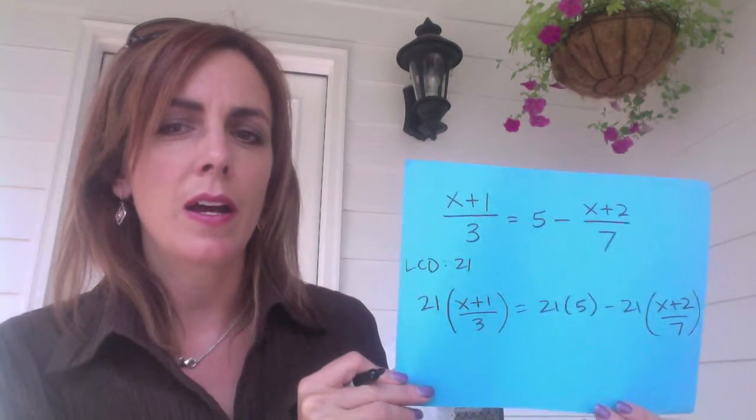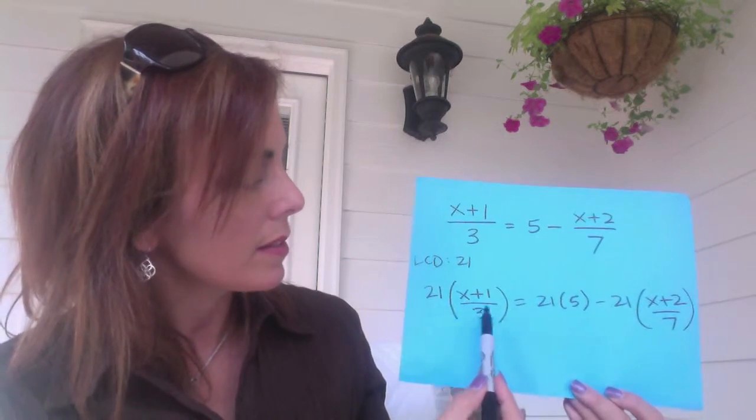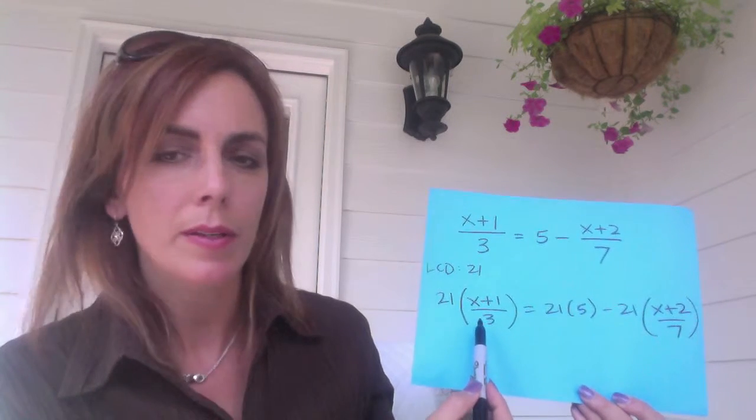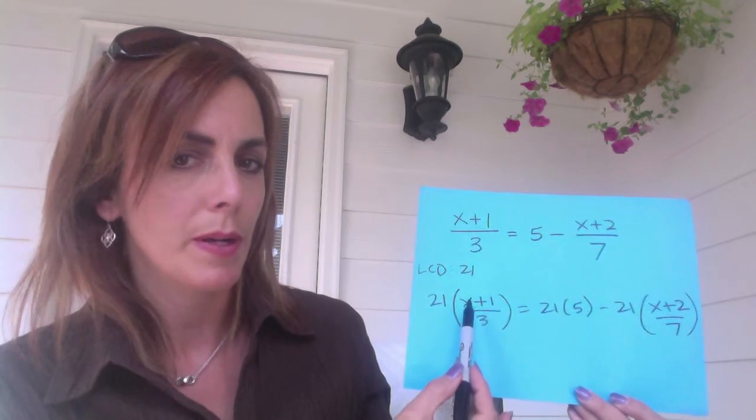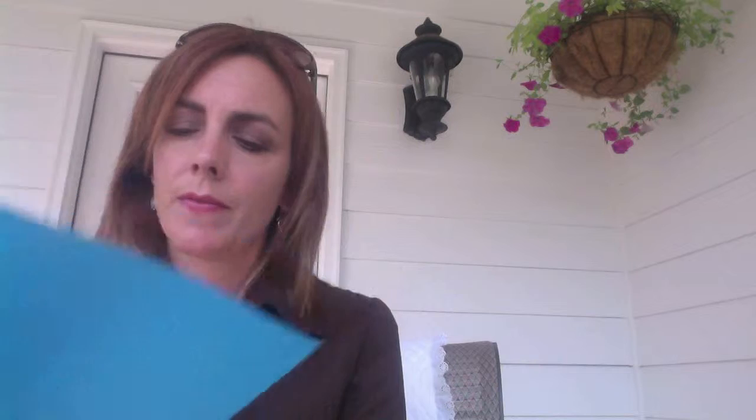And then you may be able to see that if you're multiplying these things together, I'm multiplying 21 times this thing, dividing by 3. I can really just take that 21 divided by 3 and multiply by this thing. So 21 divided by 3, that's the same as 7. So this would be 7 times x plus 1 equals 21 times 5 minus, now I've got 21 divided by 7, or 3 times x plus 2.